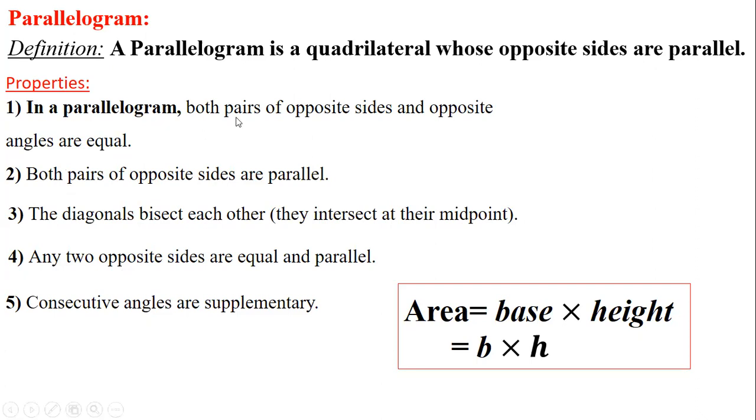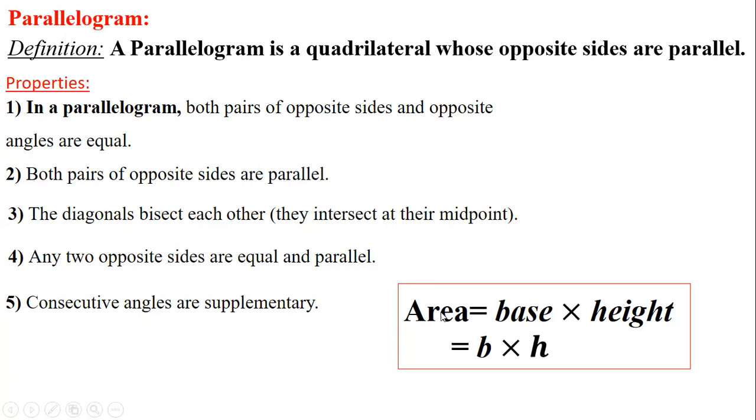In a quadrilateral, if each pair of opposite sides are parallel and equal, then the quadrilateral is a parallelogram. If we can prove that any 2 opposite sides are parallel and equal, then it is a parallelogram, or if the diagonals bisect each other, they intersect at their midpoint, it is a parallelogram. Consecutive angles are supplementary. What do we mean by this? If I add the measure of 2 consecutive angles and they give me the sum of 180 degrees, then it is a parallelogram.